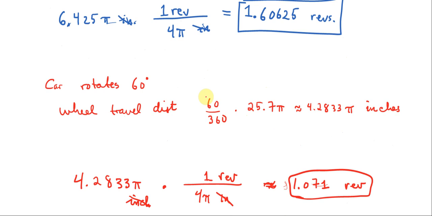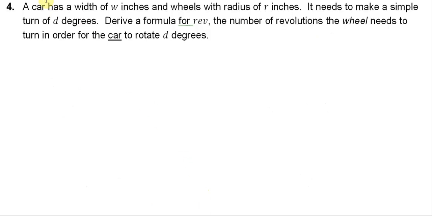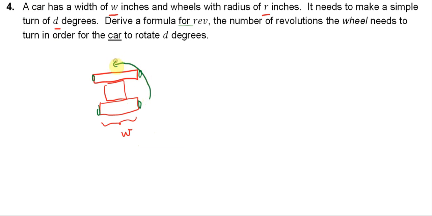And along those lines, let's take it a step further and generalize it to a point where all we have are variables. Let's say we had a car that has a width of W inches, the radius of the wheel is R inches, and it needs to make a simple turn of D degrees. If the bird's eye view of the car is like this, this is the front, this is the brain, this is the back, and this length right here is W. These are our wheels up here. And when the car turns, the path that it will sketch out is a circle with a radius of W.